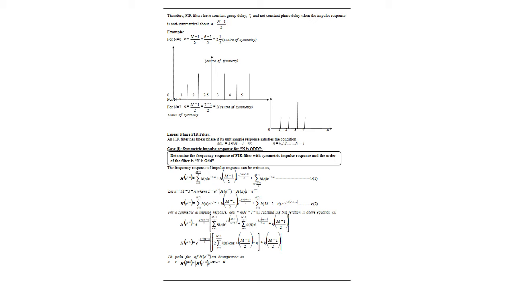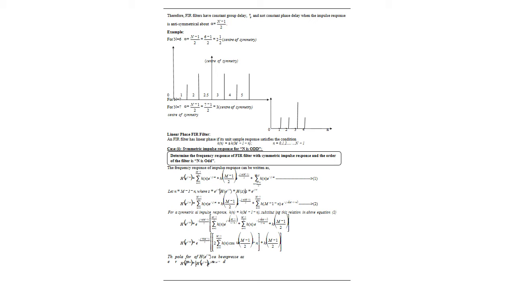Next, linear phase FIR filter. The FIR filter has a linear phase if its unit sample response satisfies the condition h of n is equal to plus or minus h of M minus 1 minus n, where n is equal to 0, 1, 2, etc. up to M minus 1. Case 1 is the symmetric impulse response for M odd. So determine the frequency response of the FIR filter with the symmetric impulse response, where the order of the filter M is odd.